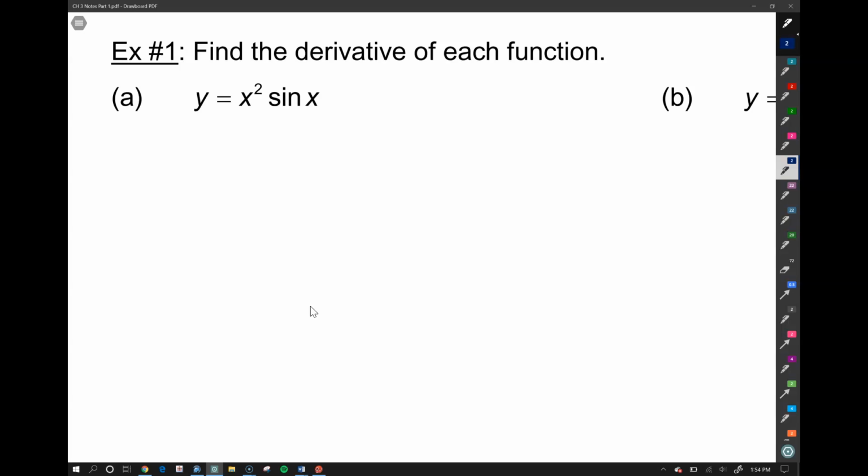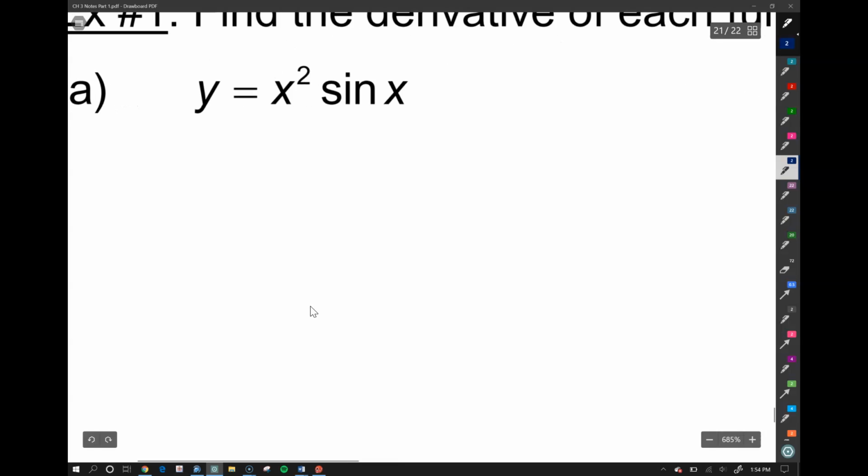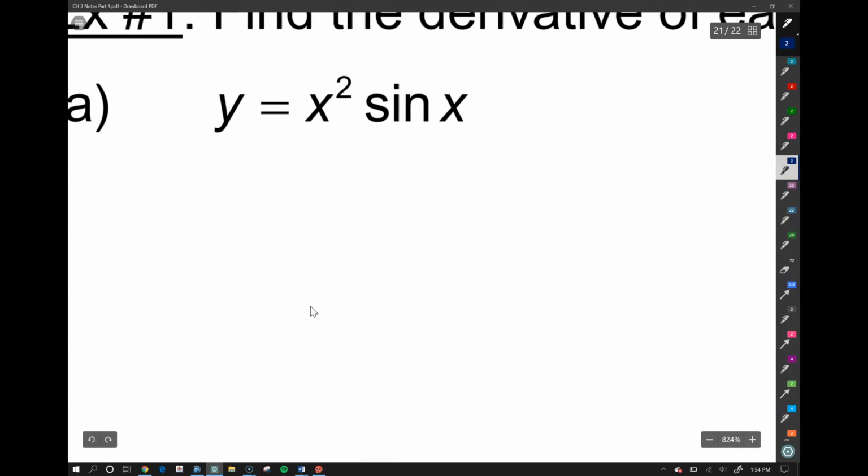Okay, so y equals x squared times sine x. We have to find the derivative of this function. I have x squared times sine x, so I have two functions being multiplied. I have the product of two functions, so I have to use the product rule. Do you see how I have two functions being multiplied? I'm going to let x squared be my u function, and sine of x be my v.